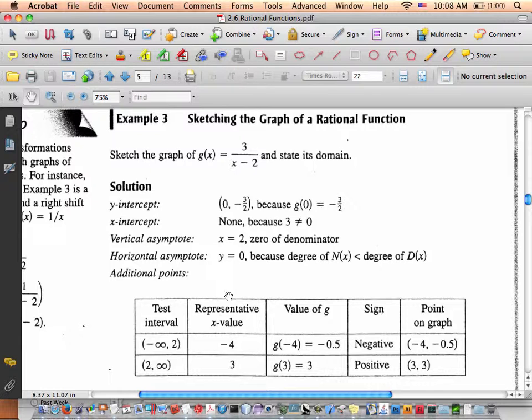Are there any excluded values? 2. Is the x minus 2 removable? Meaning, can we find an x minus 2 in the numerator to get rid of it? No. So not only is 2 excluded, it's also a vertical asymptote. So we found a vertical asymptote. Now, let's find the y-intercept. Let's plug 0 into the function. What do I get when I plug 0 into the function? 3 over negative 2, which as a decimal is negative 1.5. There's my y-intercept. I know where it hits the y-axis. Do I have any horizontal asymptotes?